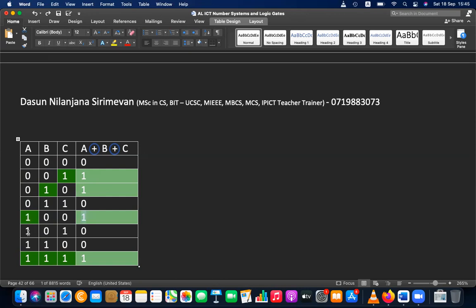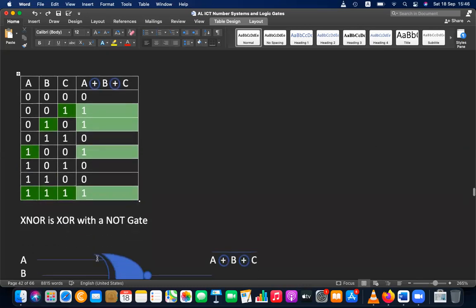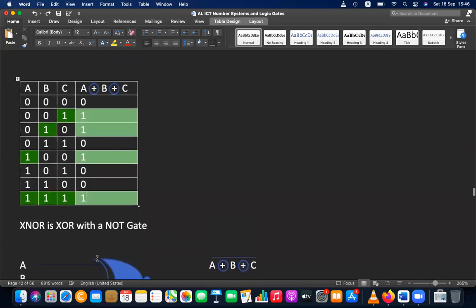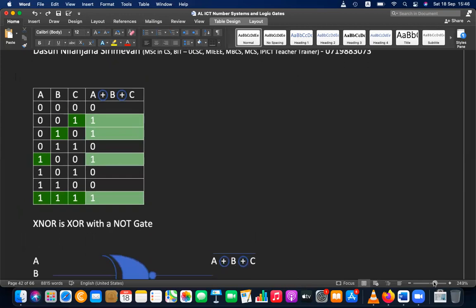1, 0, 1, you have 2 ones. 2 ones means 0. 1, 1, 0 is 0 because you have 2 ones. 1, 1, 1, 3 ones. 3 ones means odd. And you have 1 there. So this is the result. And XNOR is the reverse of this. XNOR is the reverse of the XOR gate.